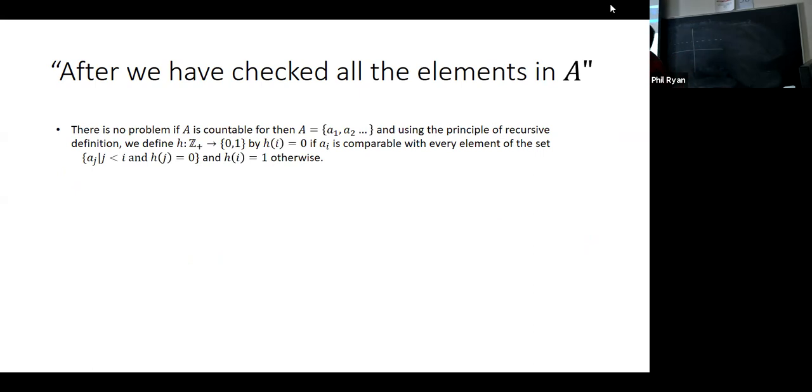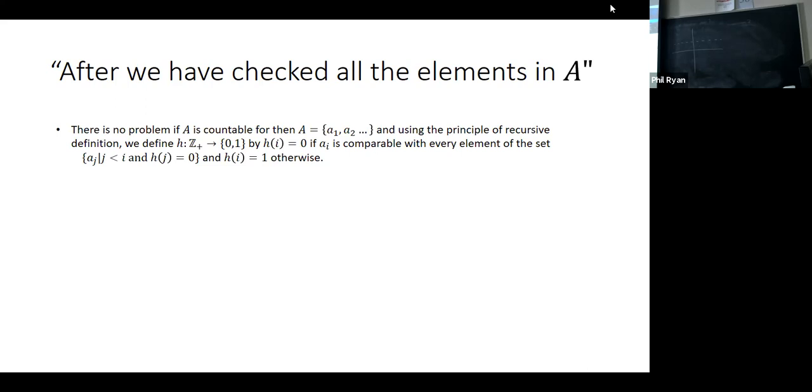But of course, the problem is, what do we mean by after we've checked all the elements in A? Okay, well, there's no problem if A is countable, right? Because then if A is countable, we've got an order in which we can go through A and check every element to see whether it's in B or not. And we can use that principle of recursive definition that we talked about at the start, where we can define a function from Z plus, which is our index set, to 0, 1.